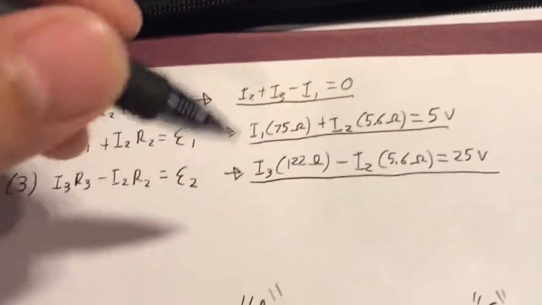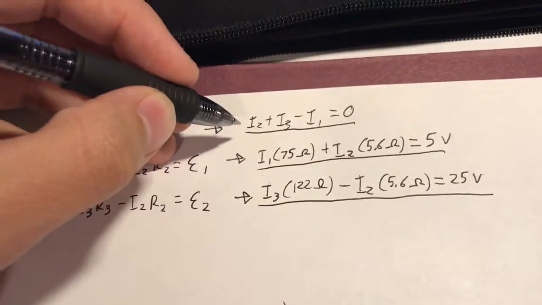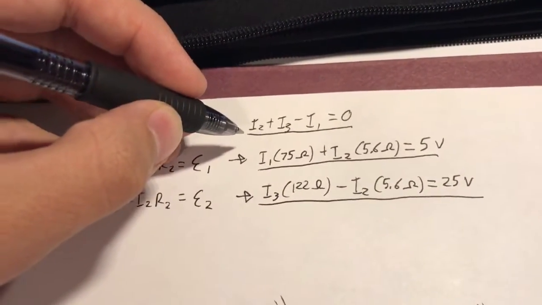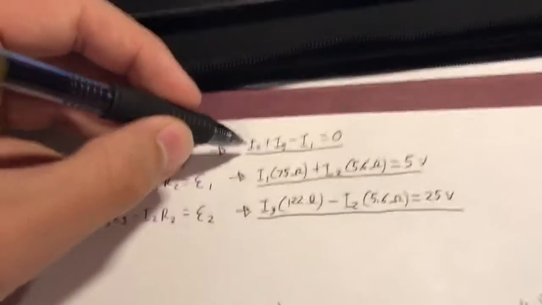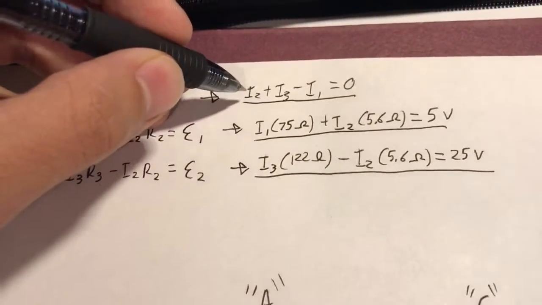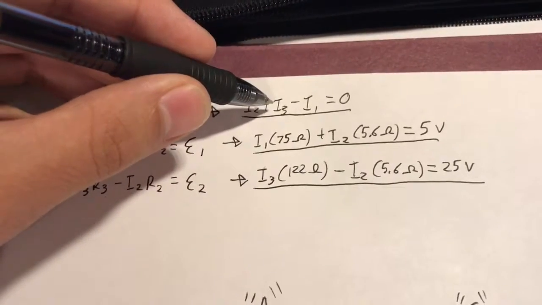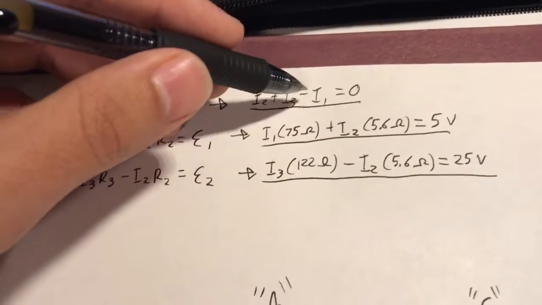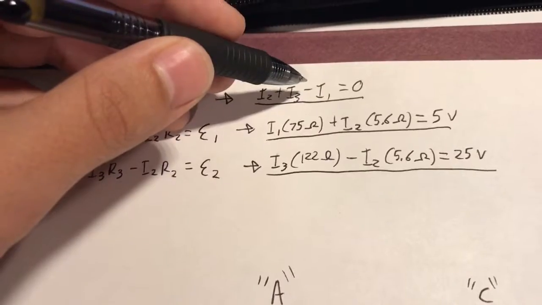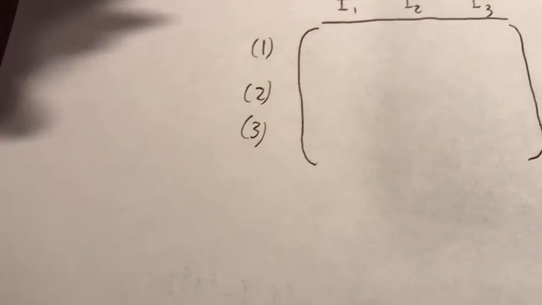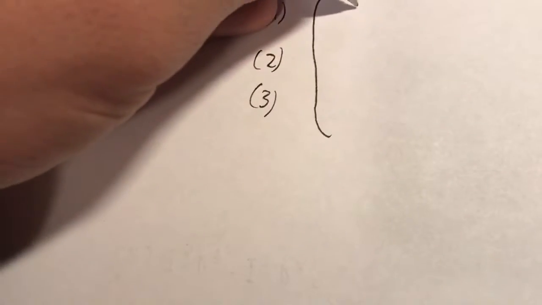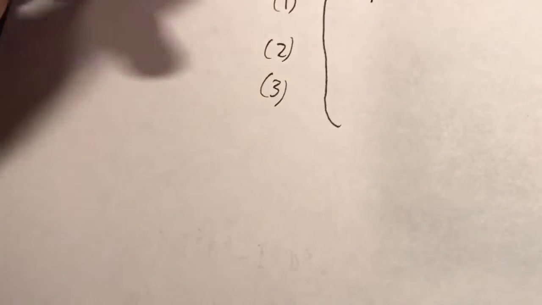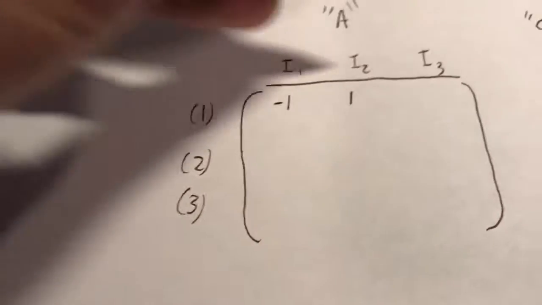Oh, I'm sorry, I skipped a step here. Since our first equation is our junction rule, we're only going to use ones and negative ones. So this positive I2 corresponds to positive 1, this I3 corresponds to positive 1 as well, and this I1 corresponds to negative 1. Sorry if I confused you there. So let me just write this down and hopefully it'll make a little more sense. So our I1 is negative 1, our I2 is positive 1, and our I3 is positive 1.